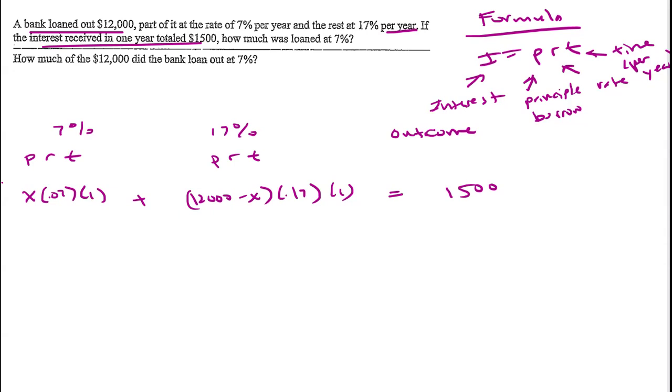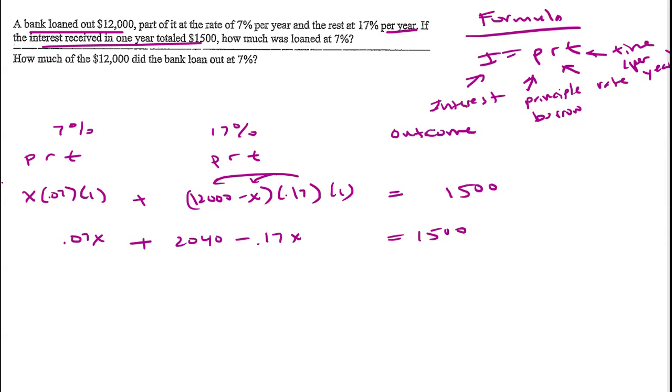In this case, 0.07 times 1 is 0.07, and 0.07 times x gives us 0.07x. This one here is 0.17 times 1, which is 0.17. Then I'm going to distribute that to each of these terms. So 12,000 times 0.17 is 2040, and then we have minus 0.17x. Then we add those, and that equals 1,500.